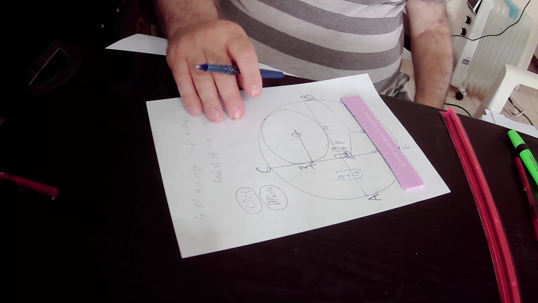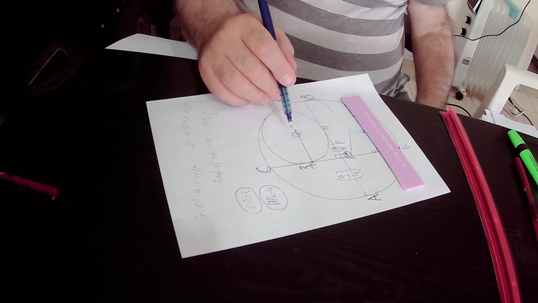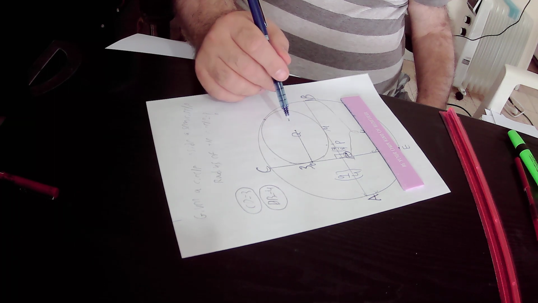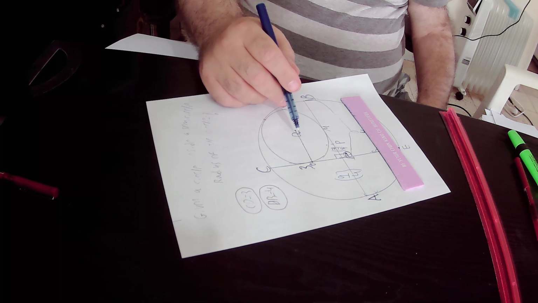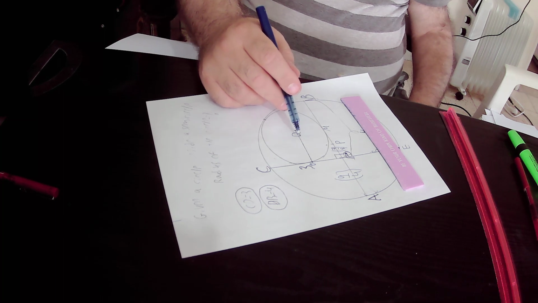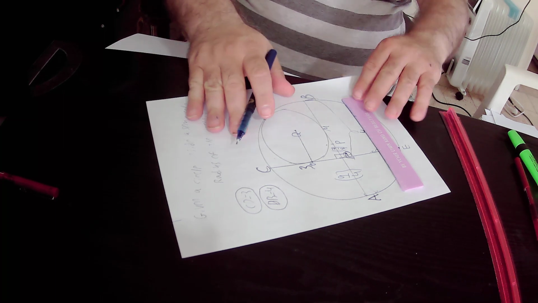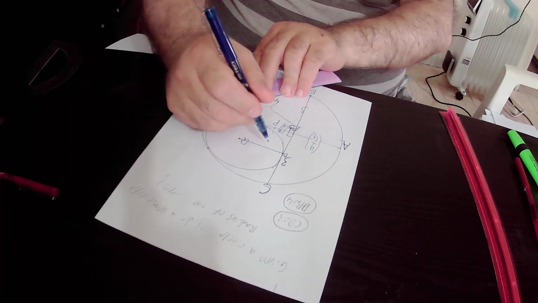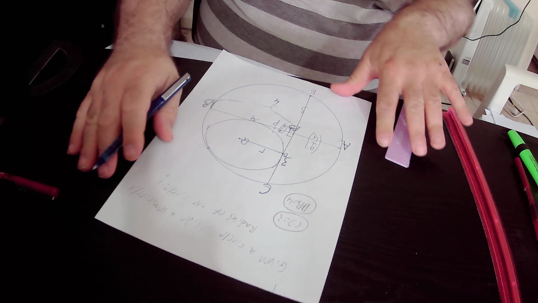What is the definition of line segment QO? Q is the center of the small circle. O is the point on the small circle itself. Therefore, QO is the radius of the small circle. We define the radius of the small circle as small r. So QO equals small r. It is the radius of the small circle.